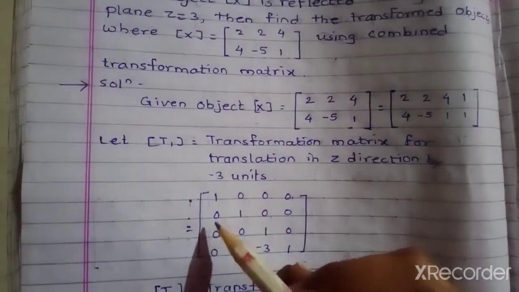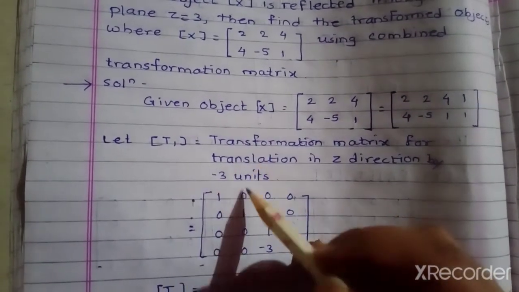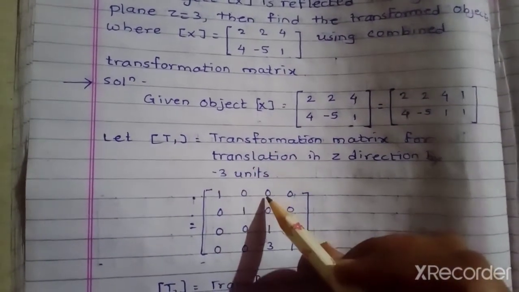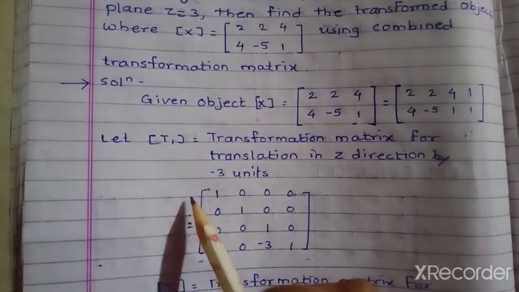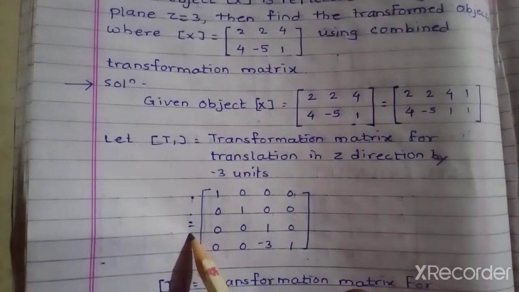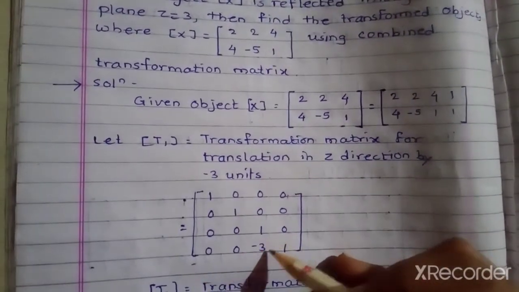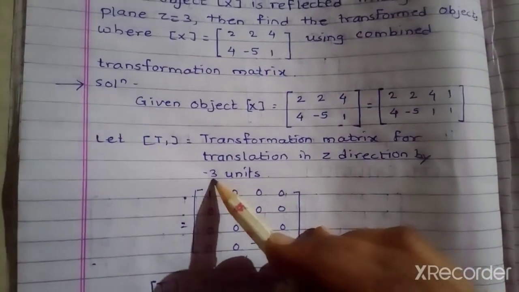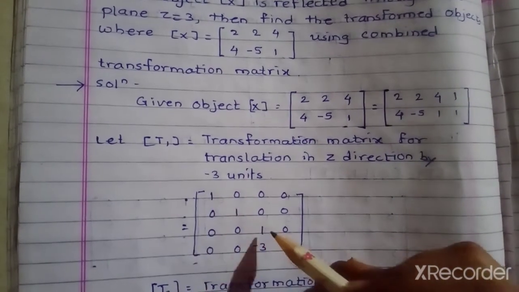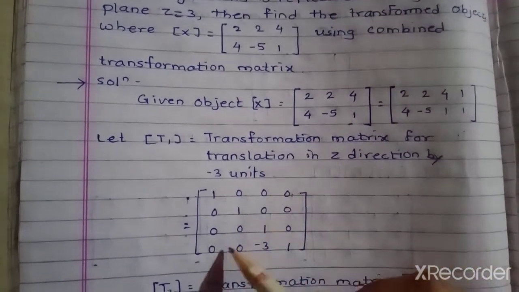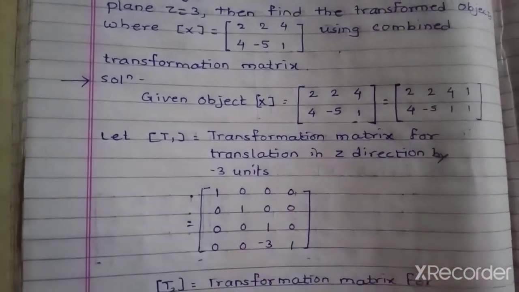Here the first column is for the x-axis, the second for y, and the third for the z-axis. Similarly the first row is for x, y and z. But in the translation matrix, the third column's last entry we write as minus 3. All diagonal entries are 1 and the remaining off-diagonal entries are 0.